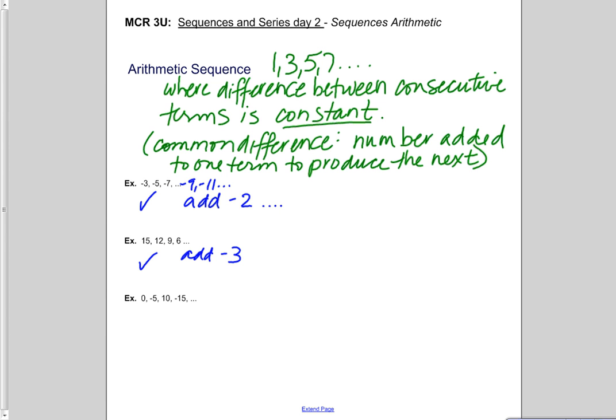It doesn't have to be negative, just the examples that I've chosen happen to do so. The next one, 0, -5, 10, -15. It appears that you would add -5, but then to go from term 2 to term 3, you would be adding 15, and then you would be adding -25, and since you're not adding the same thing each time, it is not an arithmetic sequence. It might be something else. We could write it as a recursive formula to generate next terms, but it's not arithmetic unless you have a common difference.